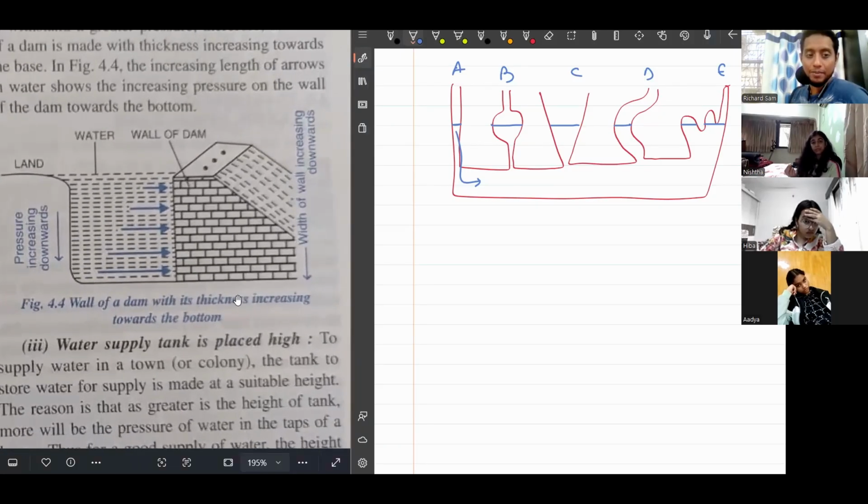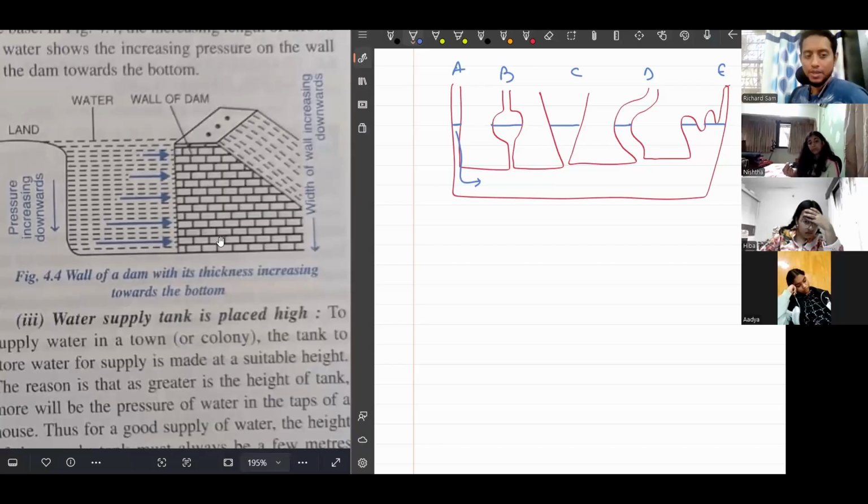The second thing, a dam. When they build the walls of a dam, why is the lower portion of the dam built wider than the upper portion of the dam? Have you ever seen a dam? The shape of this dam? You can't see it exactly, but you can see that slope. The lower portion of the dam is very wide. Why is that?